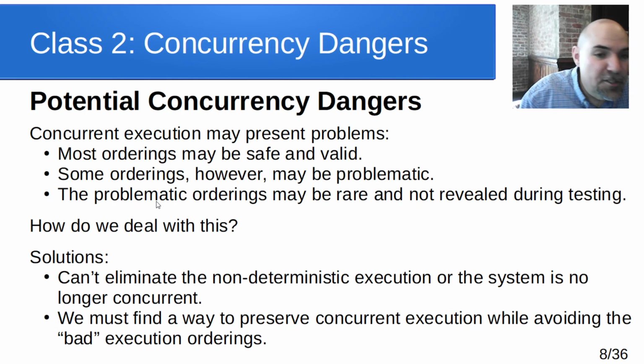So, potential concurrency dangers. The reason why this can be dangerous is that most orderings might be safe and valid. Some, maybe even just one or a few or a small number, might prove problematic. And the problematic orderings might be rare. We might never see them show up during testing, but once we deploy the solution, we send the rover to Mars, suddenly one of them shows up and the rover locks up. Or we test it in our office and everything works, and we send it out to perform radiation therapy on patients, and it starts killing people.